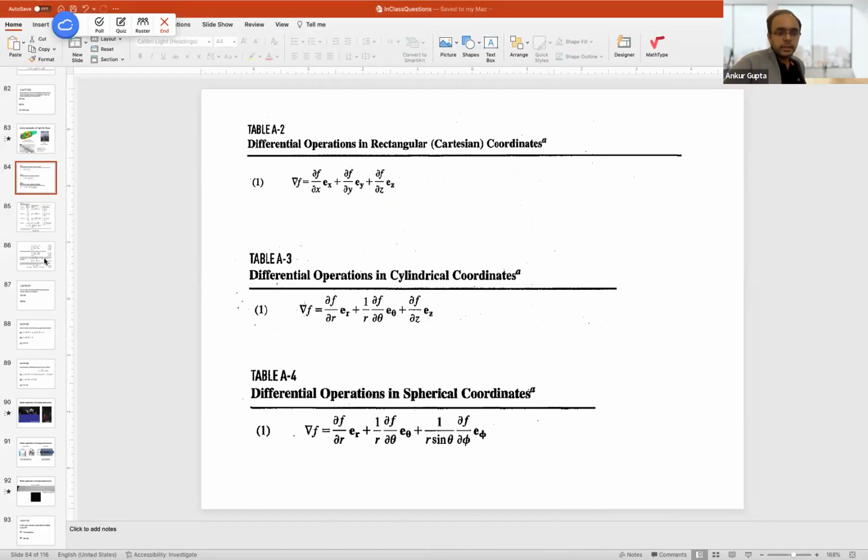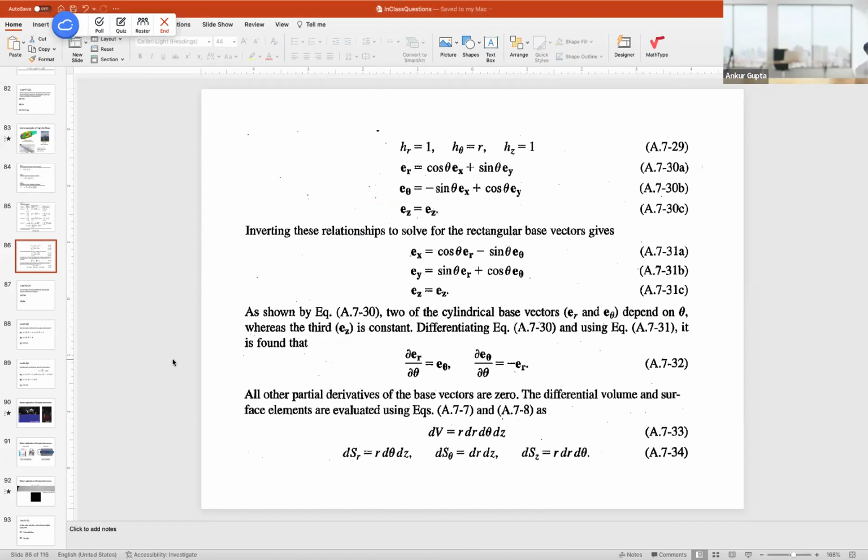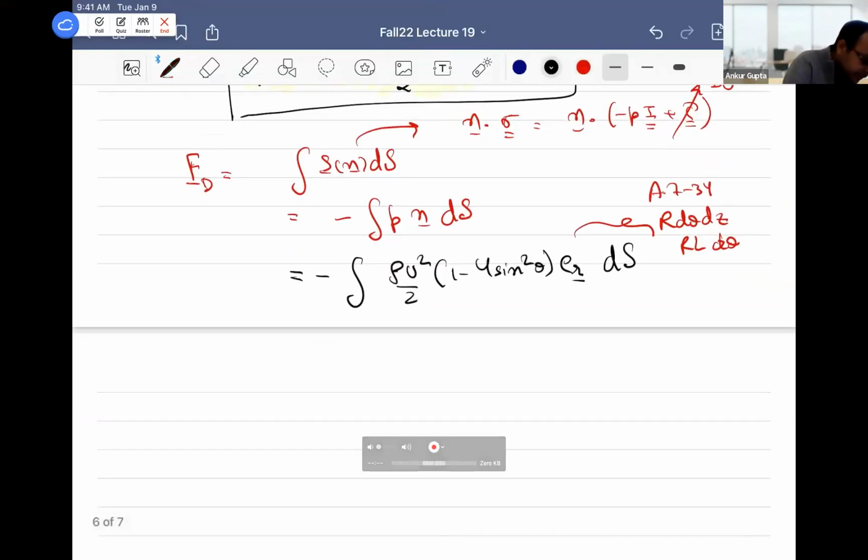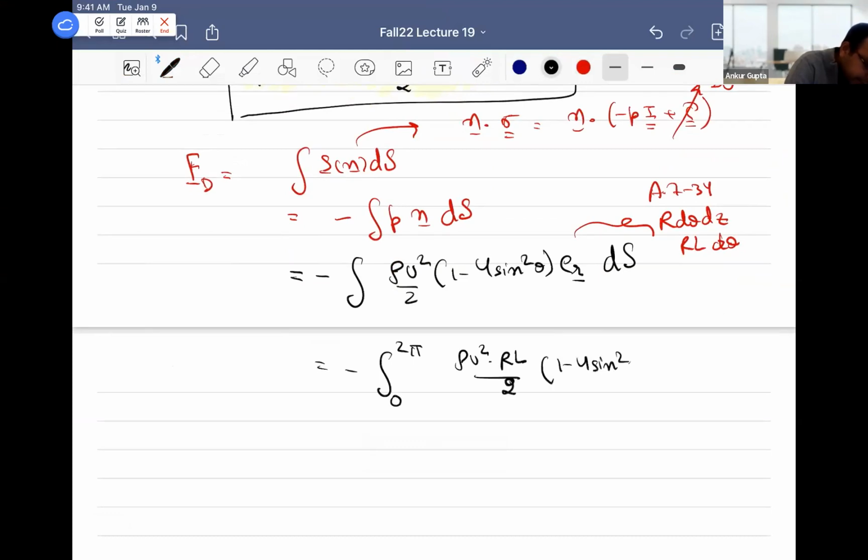And for ds, we will go to the table. Yes. So we are normal to the R, so it's this one, right? And small r is capital R at the surface. So R d theta dz. Is there any z dependence? No, right? So it's simply length. So R times L. So this really becomes R L d theta. So this becomes minus the integral from 0 to 2 pi of rho u square R L by 2, times (1 minus 4 sine square theta) ER d theta.